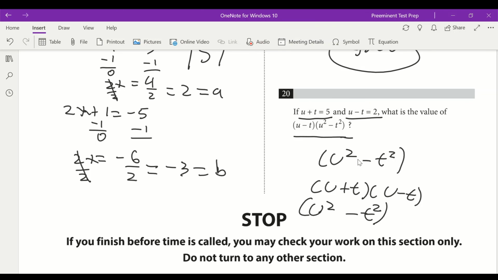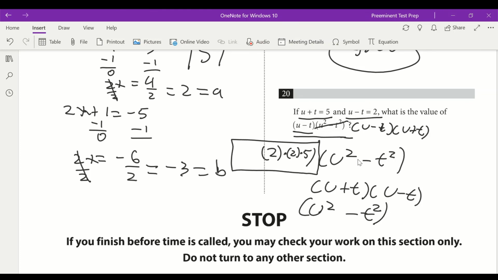So that means that we can just substitute this out and put in u minus t times u plus t. And if u plus t is 5 and u minus t is 2, then we'd have u minus t right here, that's 2. And then we'd have our u minus t again, so times 2 again. And we'd have times u plus t, which is 5, right? So now we've got 2 times 2 times 5. 2 times 2 is 4. 4 times 5 is 20. Okay, so my answer is going to be 20.